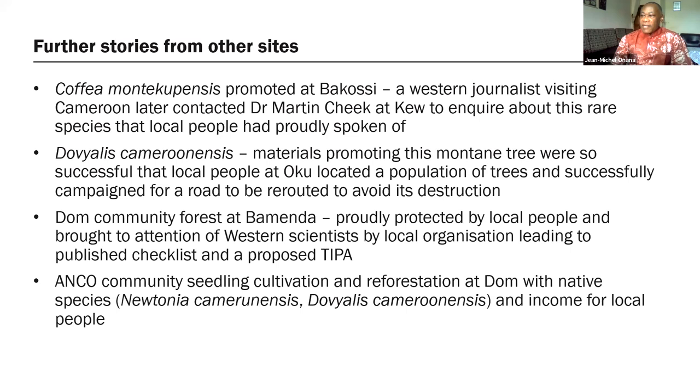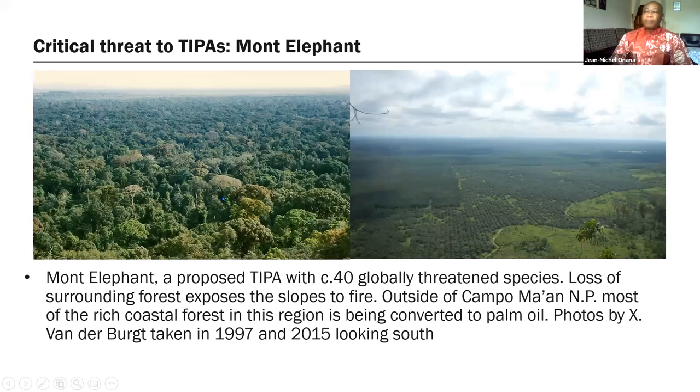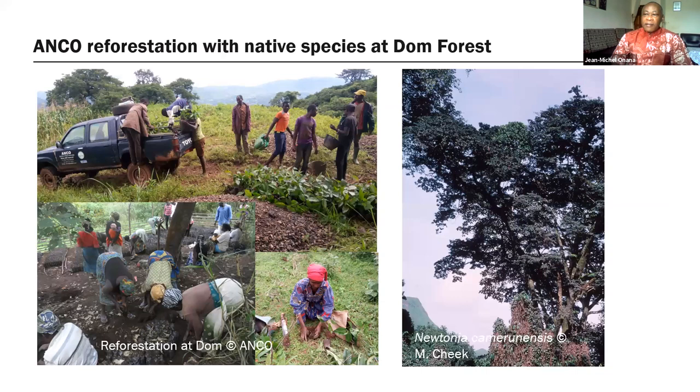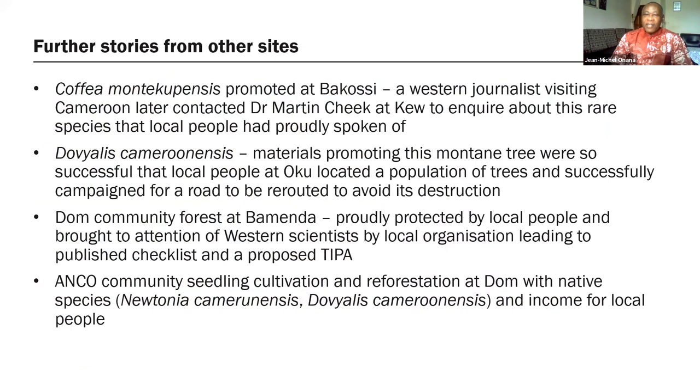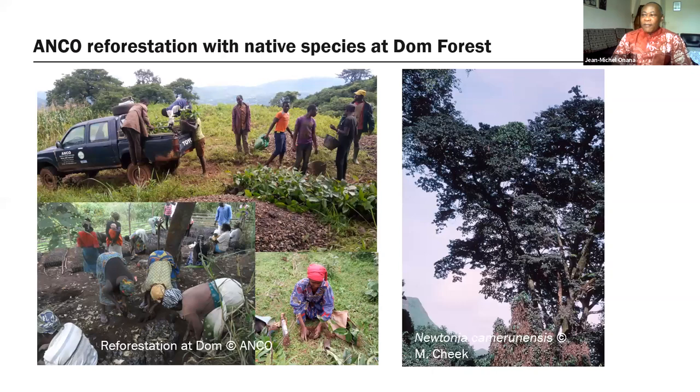On the pictures, you have the anchor reforestation with native legume species, Newtonia cameroonensis. And you can see local people working in the field for the reforestation with this local legume species, and the picture of the legume species on your right.